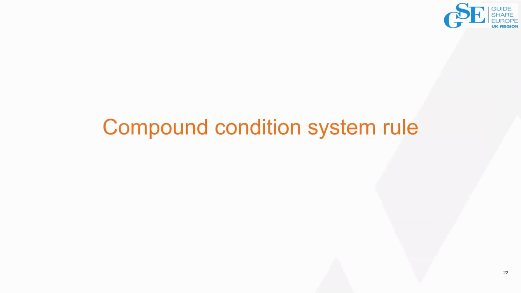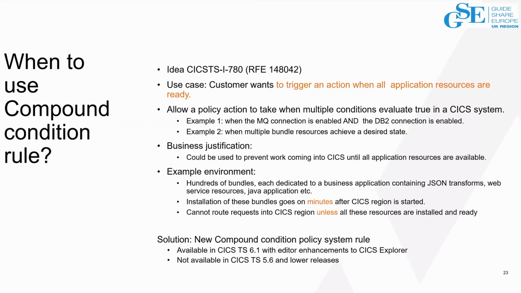So moving on again, another interesting one. This one's what we call a compound condition system rule. So the existing rules up to this point work on a single threshold, if you like, or a single action. And what we want here is an action to be triggered when multiple things happen. So for example, you might want to take action when not only is the MQ connection connected to CICS, but also the DB2 connection is, so you want to wait for two things to happen before you take an action.